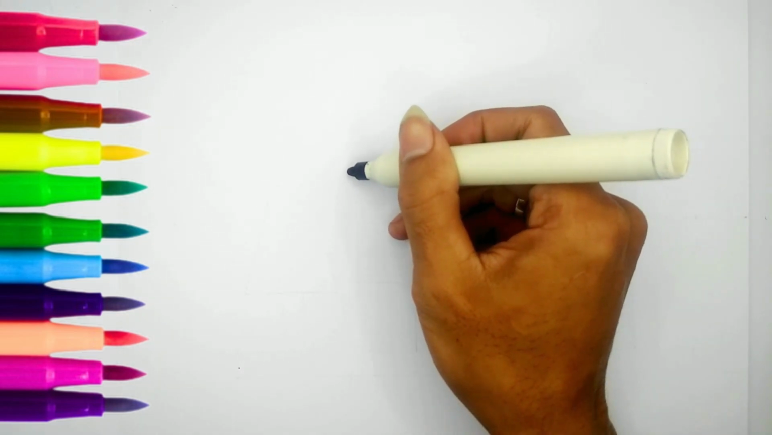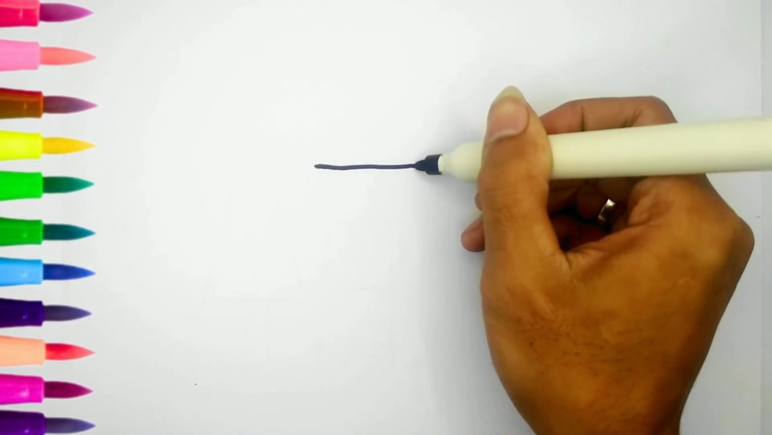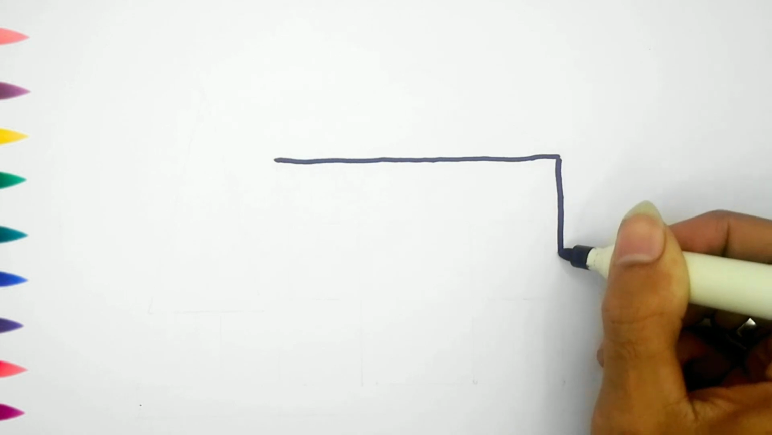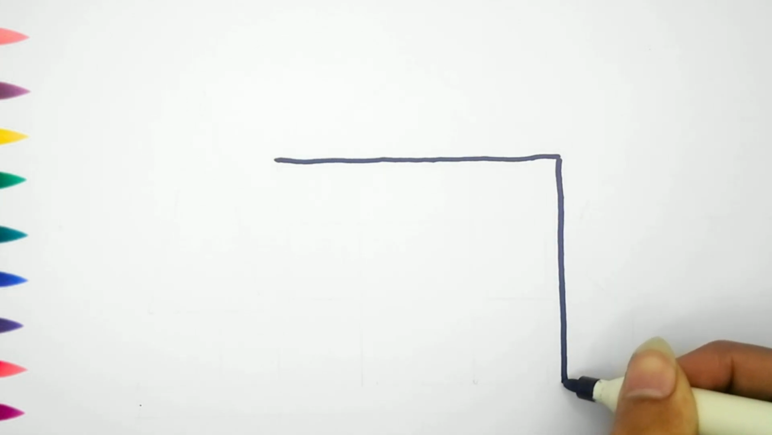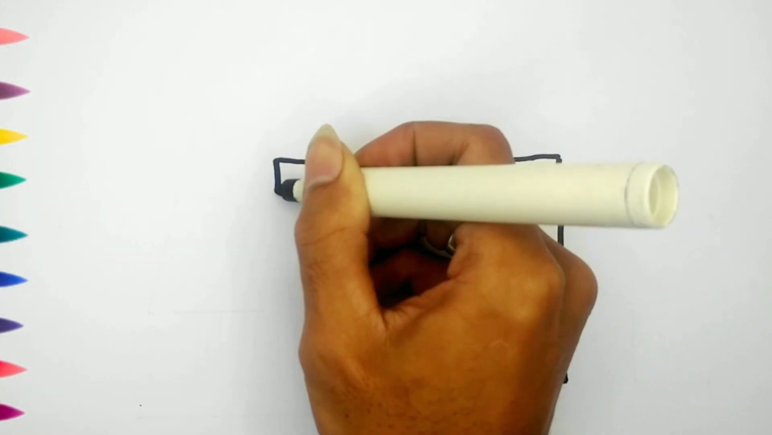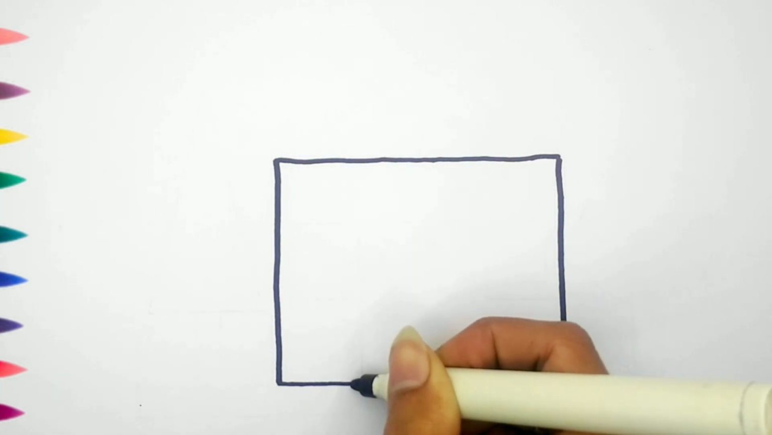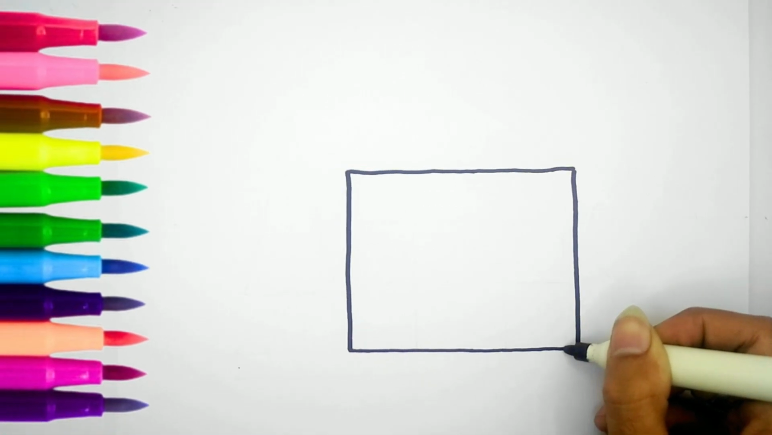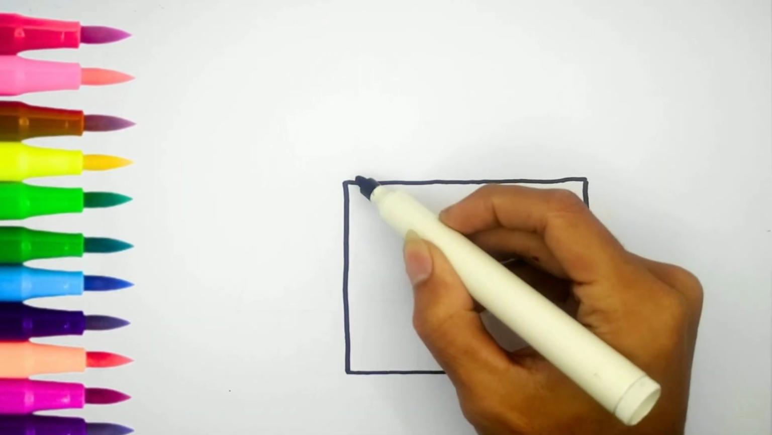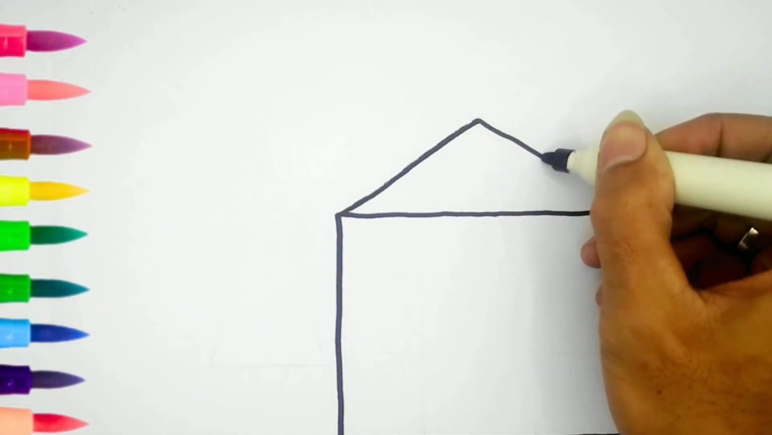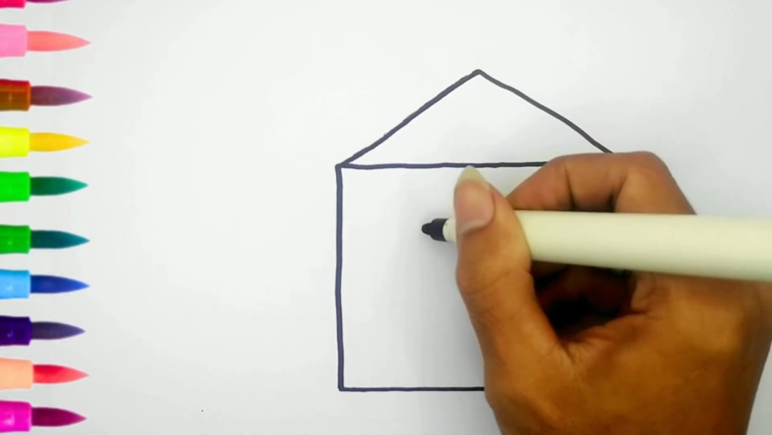Let's draw it. First, I want to draw a rectangle for the wall of the house. Please try to draw it with me. It's gonna be awesome. I love drawing and painting so much. Then I want to draw the triangle for the roof, and a rectangle for the door.